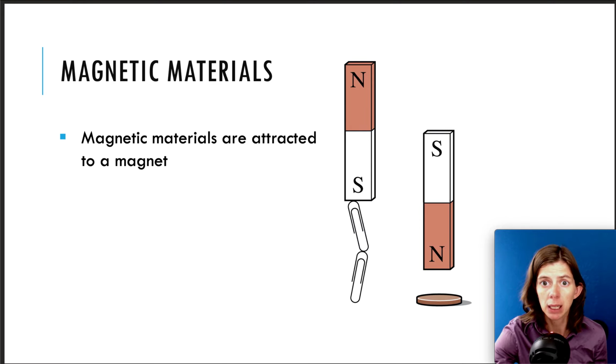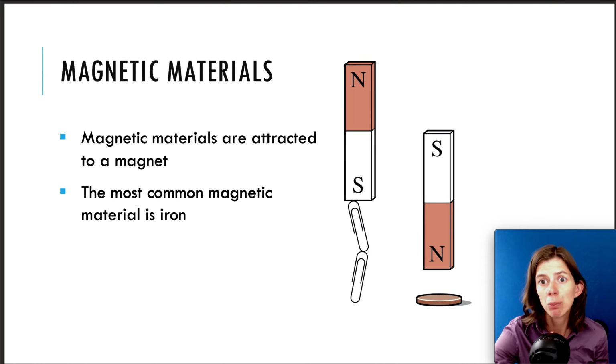Another property of magnets is that magnetic materials are attracted to magnets. If you have paper clips, for example, and you put two paper clips next to each other, they're not going to attract each other. They're not magnetic by themselves. But if you put them by a magnet, then they will become magnetized. Now, if you put a copper penny by a magnet, it's not going to be magnetized.